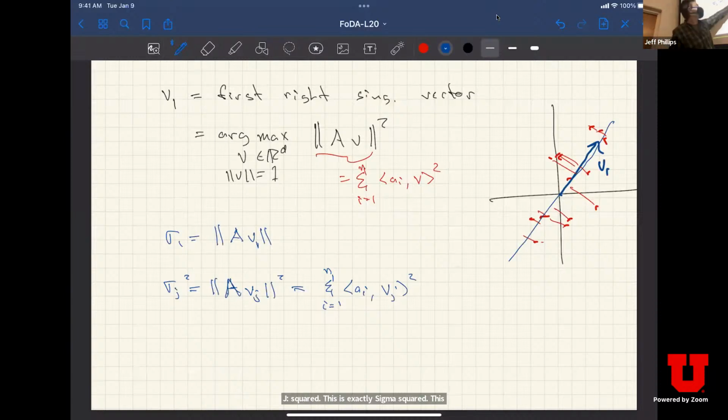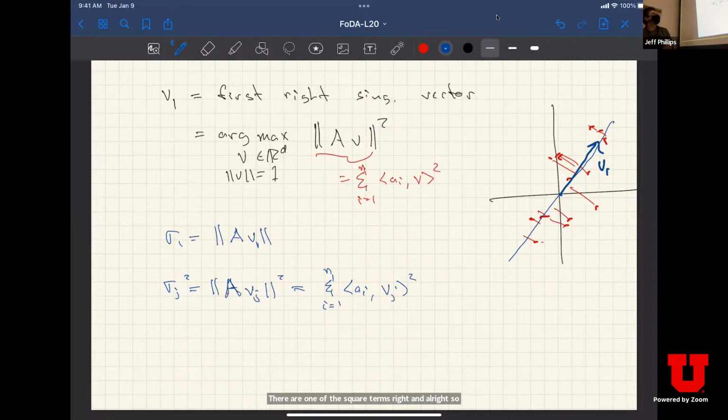If I were to unroll this row by row of A, because the output of this is a vector, each element of that vector is one of these terms, and I'm just adding them up. They're the squared terms, so I'm squaring them and adding them up, and that's the squared norm.